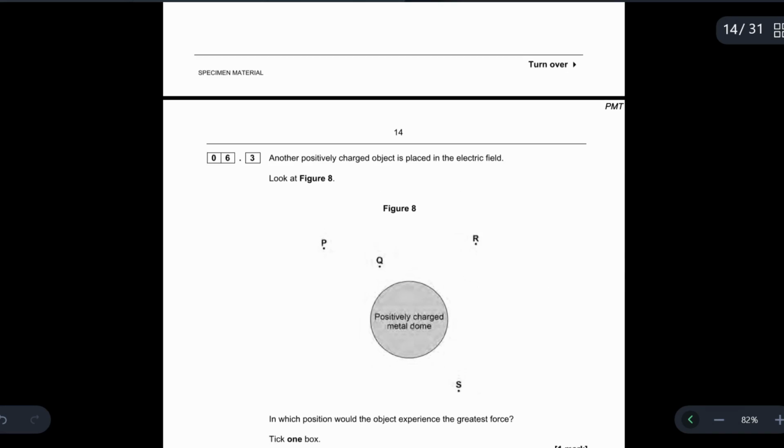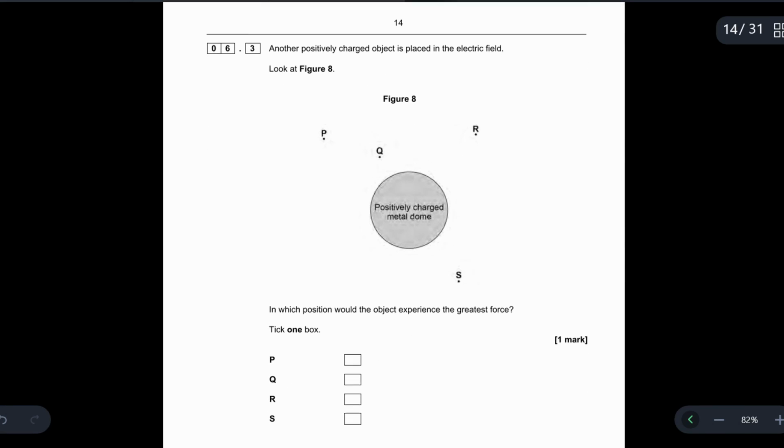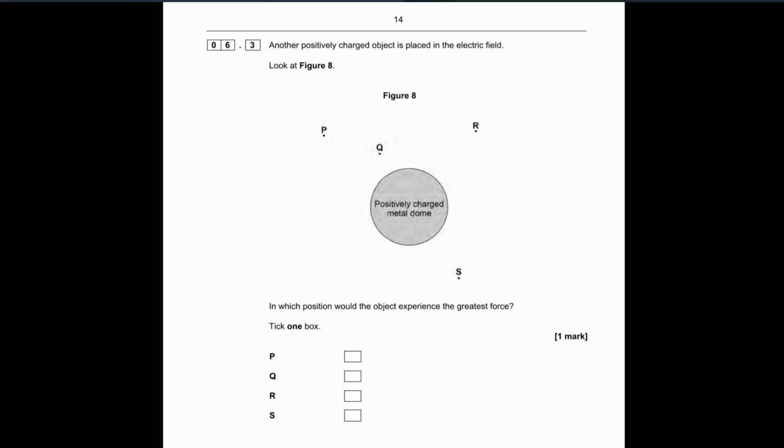6.3 then, another positively charged object is placed in the electric field. Look at figure 8. In which position would the object experience the greatest force? For this question, you need to understand the relationship between the distance between the charged object and the effective fields it feels from the field.